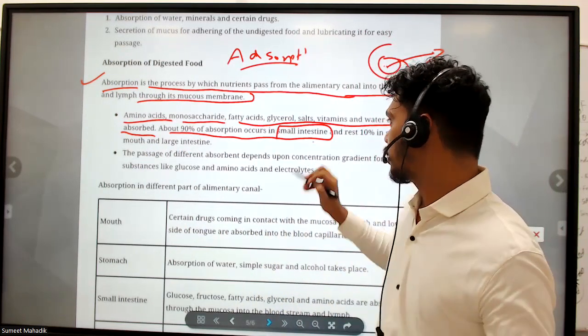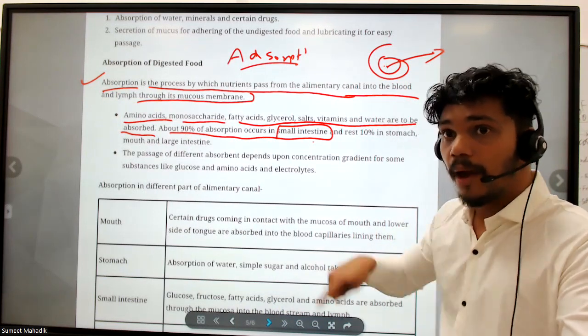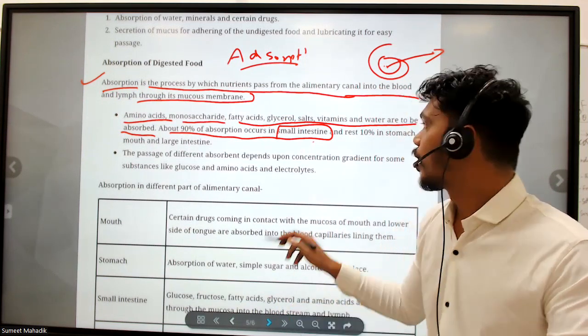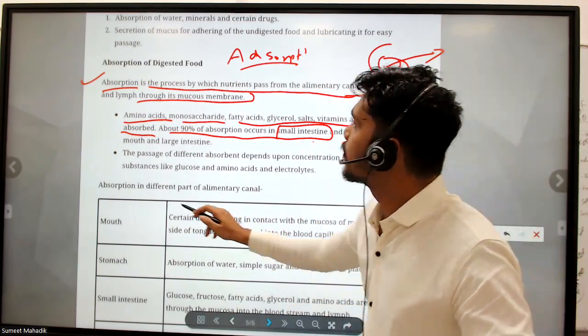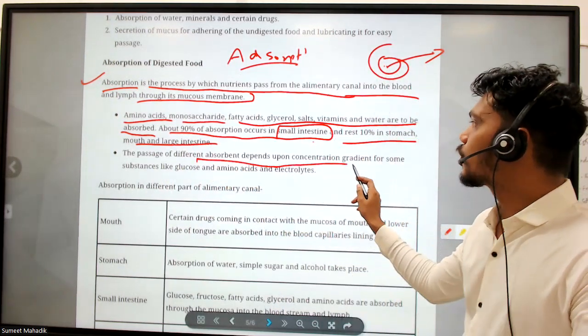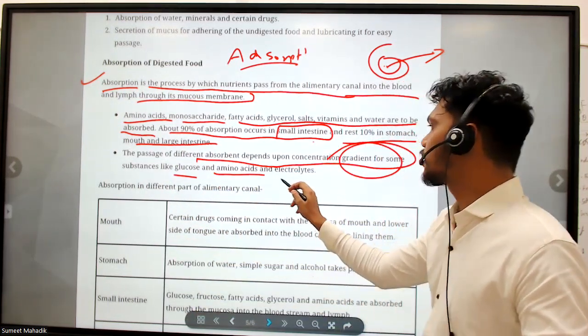Duodenum is a part. Duodenum is the area of digestion because bile pigments come onto that, right? Jejunum will be there. And the rest 10% is in the stomach, mouth, and the large intestine. The passage of different absorbents depends upon the concentration gradient. What is concentration gradient? Like glucose, amino acids, and electrolytes.